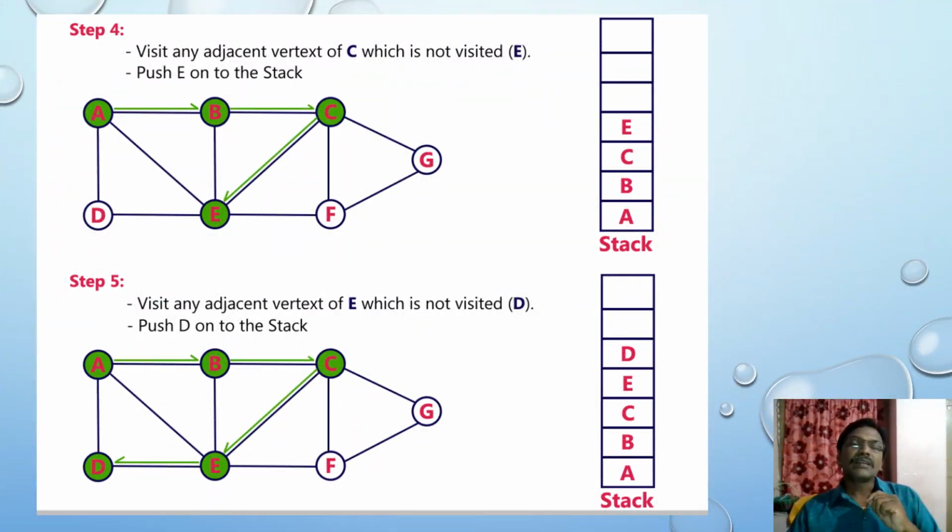C's existing vertices are G, F, and E. You can choose any one, but I am choosing E. So E is pushed into the stack. Then E's adjacent vertices are B, A, D, and F. But C, B, and A are already visited. I am choosing only from the non-visited ones, which are only D and F. Among them, I am choosing D. So mark D and push it into the stack.